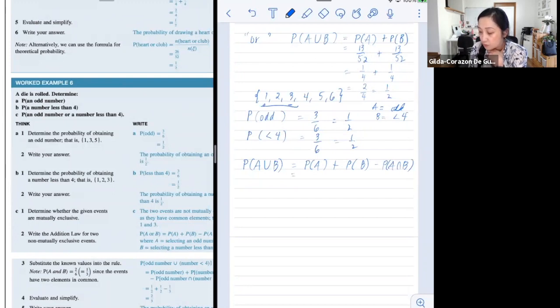Yeah. So probability of A is 1/2 plus 1/2, but we need to minus their intersection. How many of those numbers are both less than 4 and also odd? They are 1 and 3.